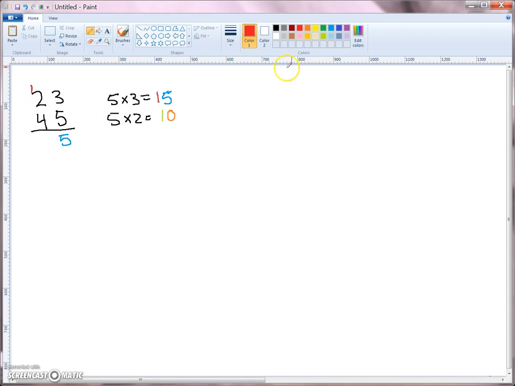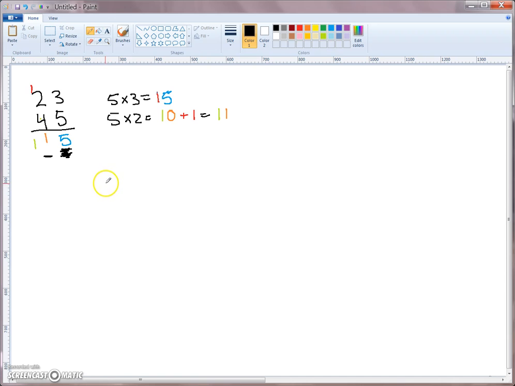Now 5 times 2 is 10. But don't forget, I have that extra 1. So now this equals 11. So now we're looking at 4 times 3. So remember, because this is in the tens place, my answer is going to start in the tens place. So like I said, a lot of people like to put X or 0 or completely block it out. Or leave it blank. It doesn't matter.